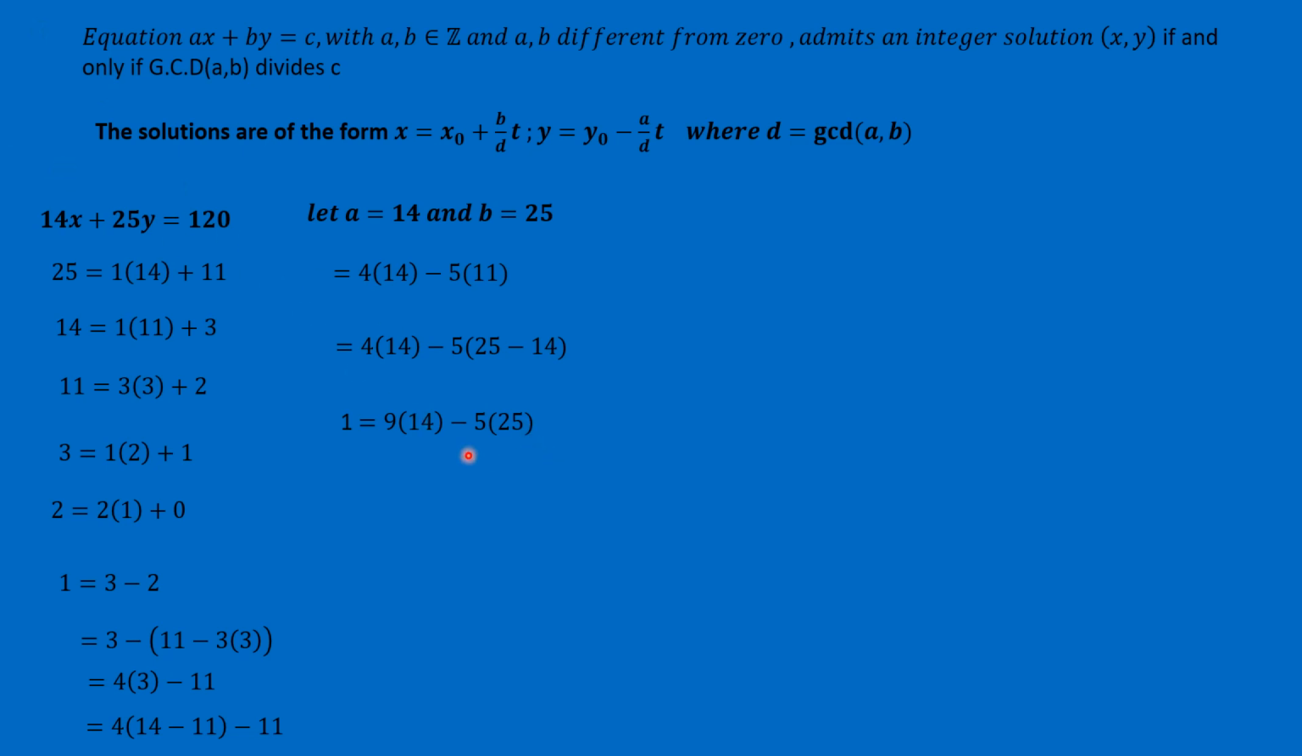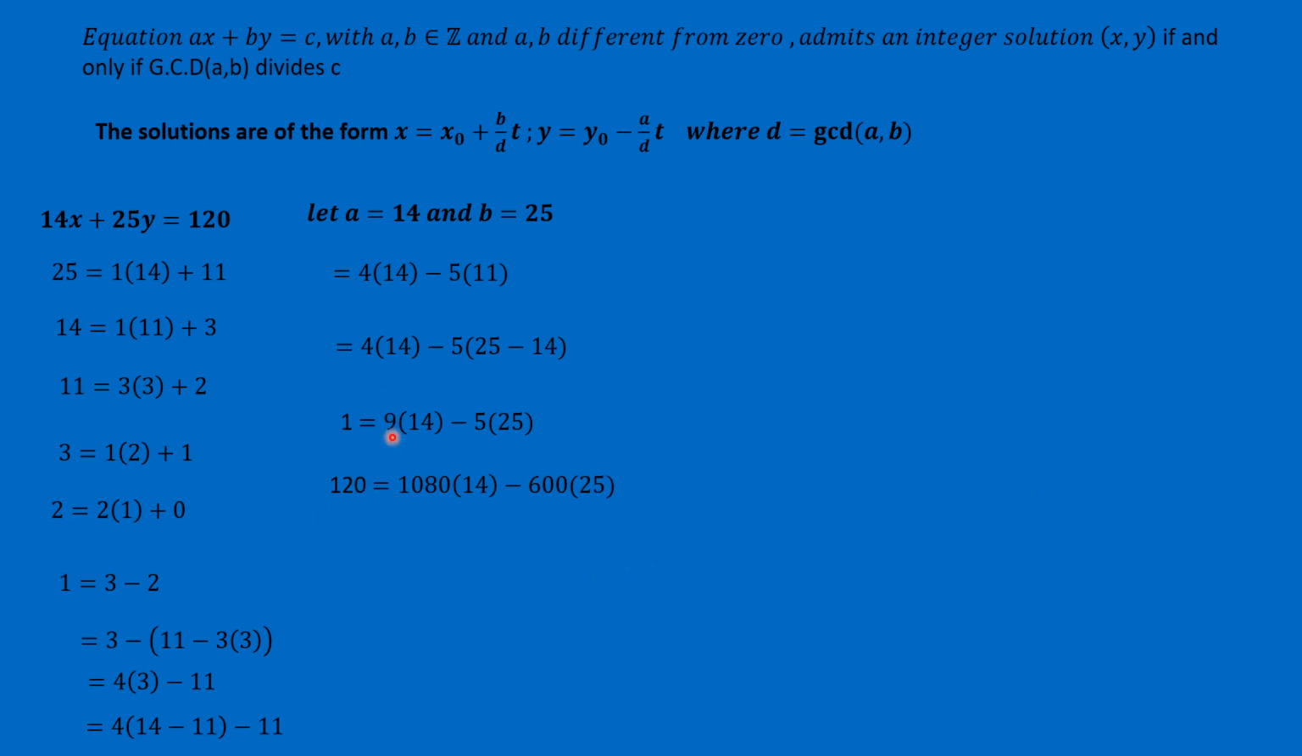So after having this now, the next thing, remember we are solving the equation 14x plus 25y equals to 120. So I'll multiply all through by 120, so that because if I multiply it, I'll have 120 here. And please do the multiplication only at the coefficients. Don't touch the numbers 14 and 25. Very important to know that. So I have 120 equals to what?